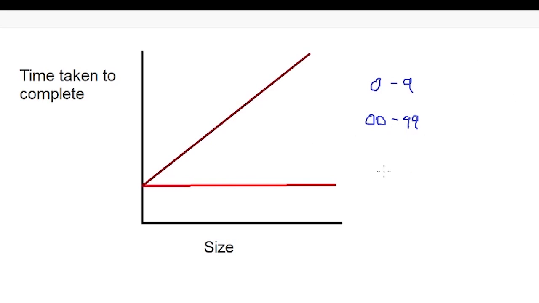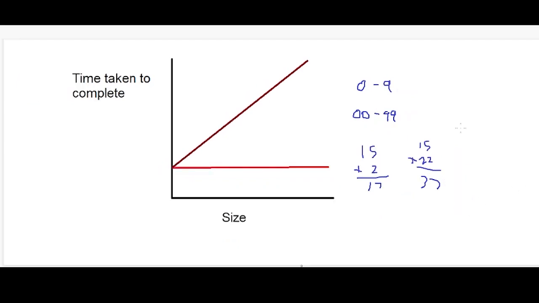And in addition, if you added a number, so let's say I have 15 plus 2, that would be 17. But if I have 15 plus 22, that would be 37. And although I still did these problems at the same rate, if you really hone it down to the millisecond of computation, if you test the time that it takes for a program to do this, you will notice an increase in the time that's required.